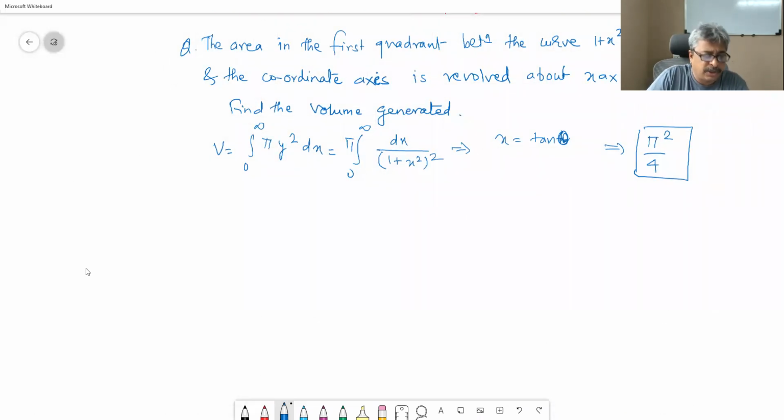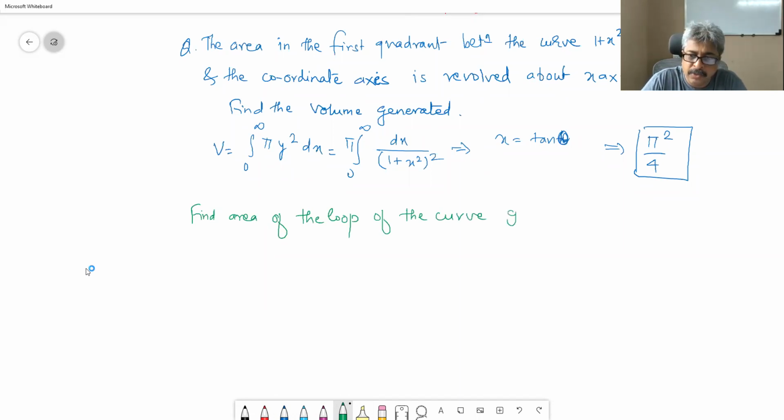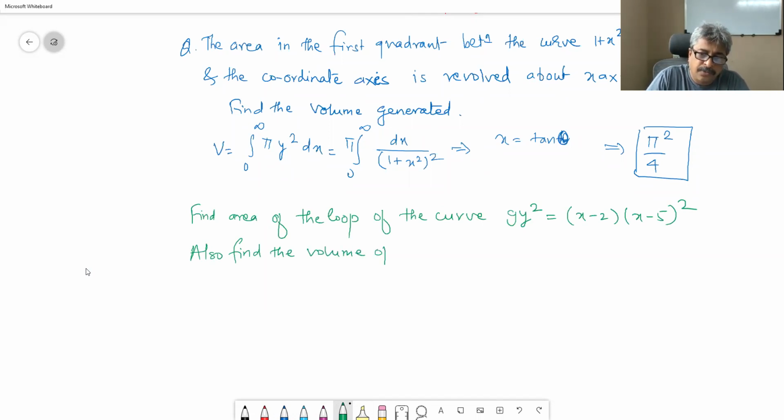Maybe a couple more problems today on this. Find the area of the loop of the curve 9y square is equal to x minus 2 into (x minus 5) whole square. Also find the volume of revolution of the loop about the x-axis.